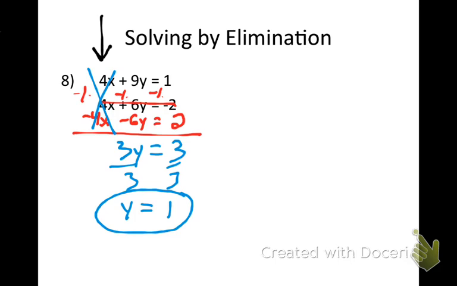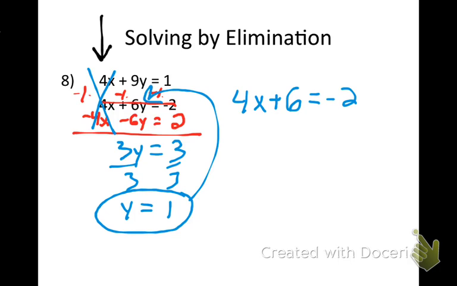You can plug in the bottom. So you're going to plug in the bottom one? Yeah. So I'll plug in the bottom one right there. So I get 4x plus 6 equals negative 2. Do you agree? 6 times 1 is 6. Subtract 6. 4x equals negative 8.